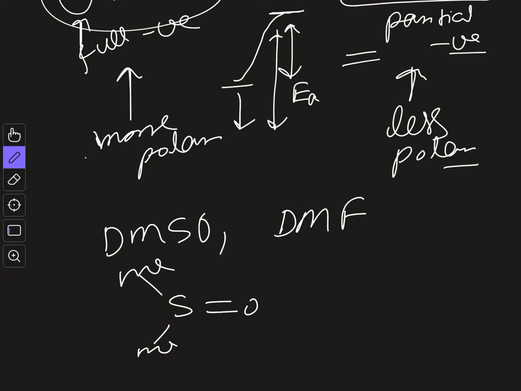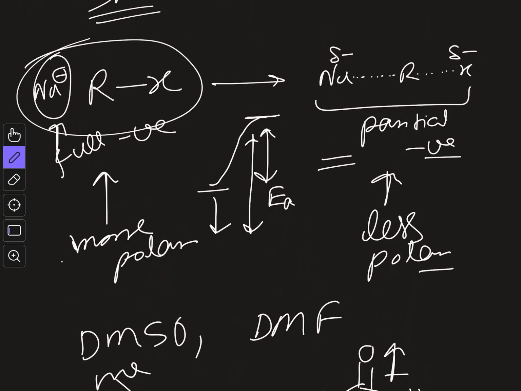This is a very good solvent. And also DMF, N,N-dimethyl formamide. These molecules are very polar. You can see this has very high dipole moment. They are very much polar, but they are not protic solvent. They don't have hydrogen bonding ability, and that's why these are very good choice for SN2 reaction.